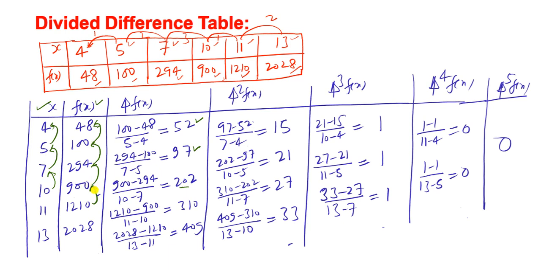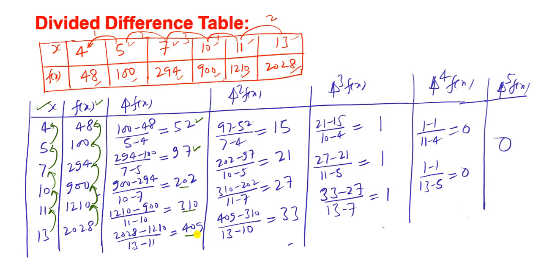1210 minus 900 divided by 11 minus 10 is 310. 2028 minus 1210 divided by 13 minus 11, then 409. So these values are the first order divided difference.